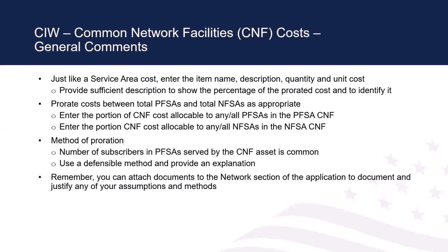So some of the methods of doing that are based on number of subscribers, and whatever method you use, it should be defensible. You need to explain it to us. You need to provide the work you've done to come up with that percentage of allocation. You can attach documents to the network section of the application to justify any of your assumptions and methods. Next slide, please.